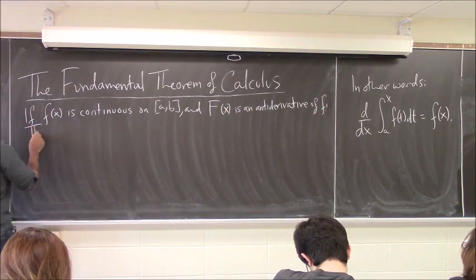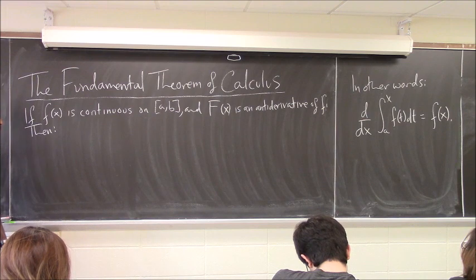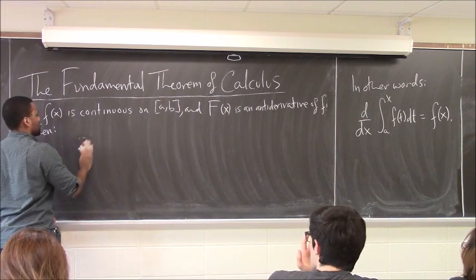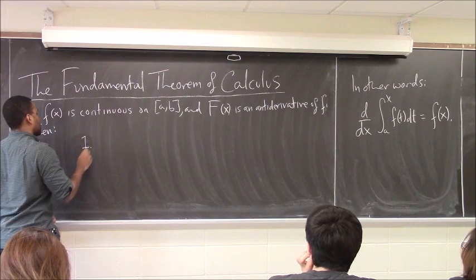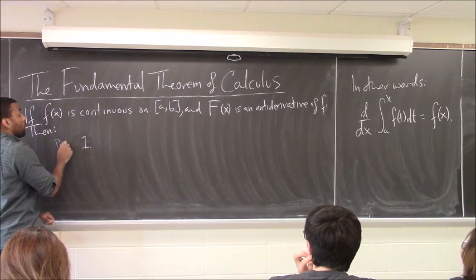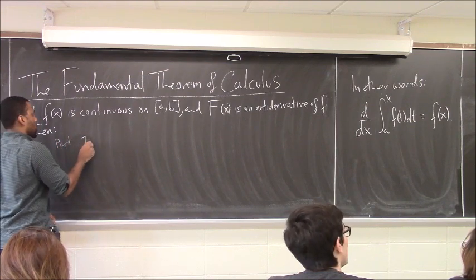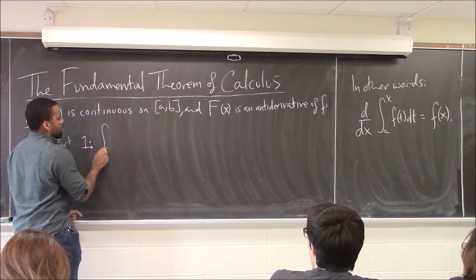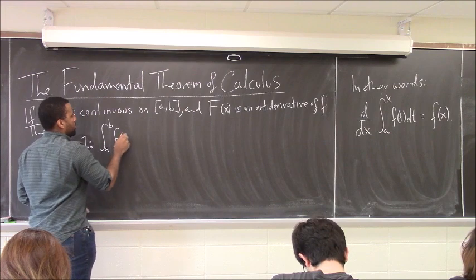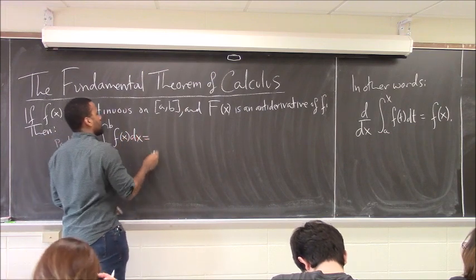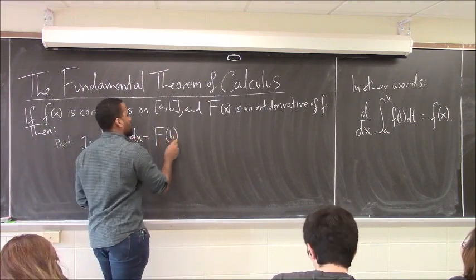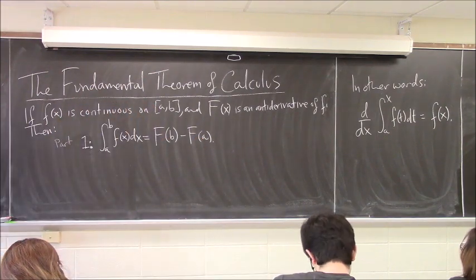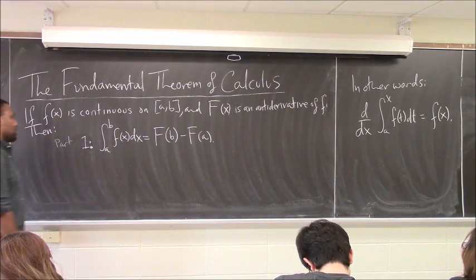Then we know two very important facts. One, sometimes referred to as part one. Then part one of the things we know is that the area under f is given by its antiderivative evaluated at the endpoints. It's called part one of the Fundamental Theorem of Calculus.